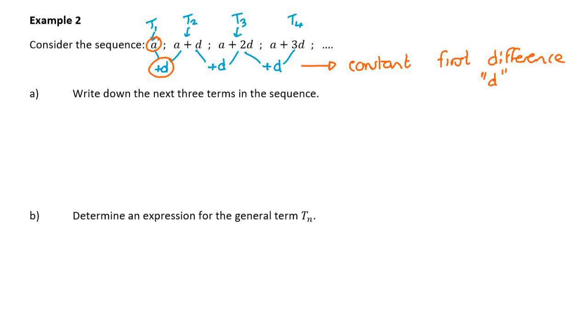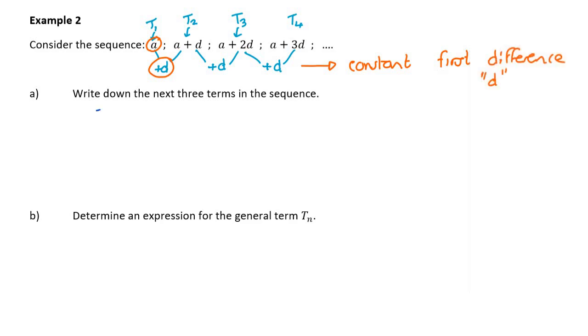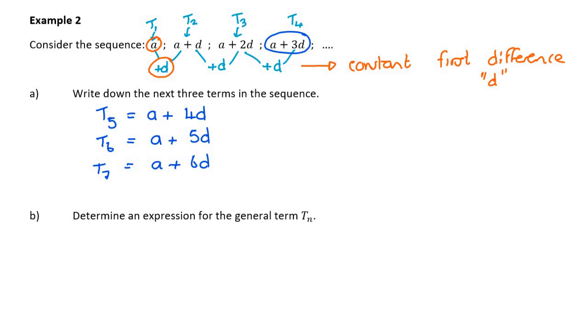So it says write down the next 3 terms of this sequence. The next term would be T number 5, and so what I would do is I would go to the 4th term and I'd add another D. So now I'll have A plus 4D. Then in term number 6 I will add another D, so I will now have 5 Ds. Then in term number 7 I will add another D, so I now have 6 Ds. So basically this leads us to the question: can we see a pattern? Can we see a way to write the general formula for Tn?